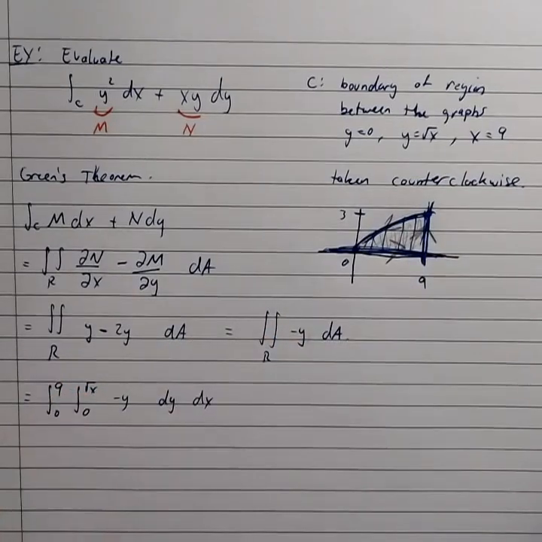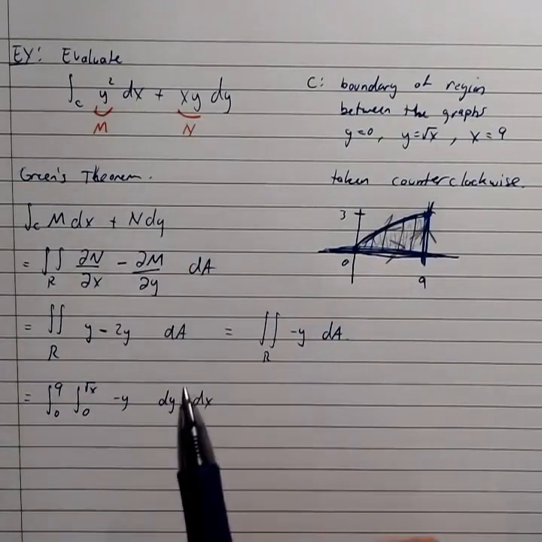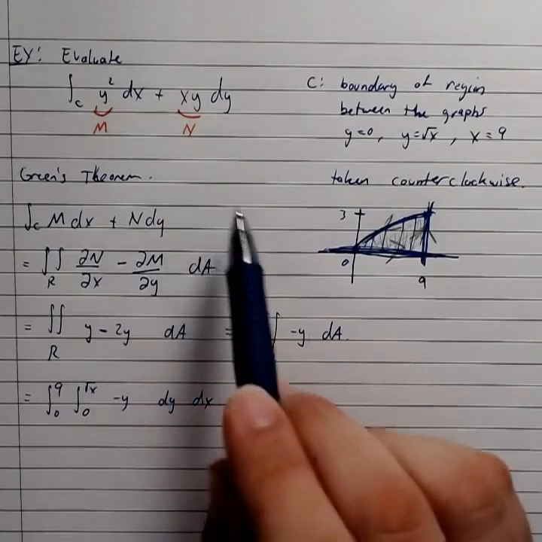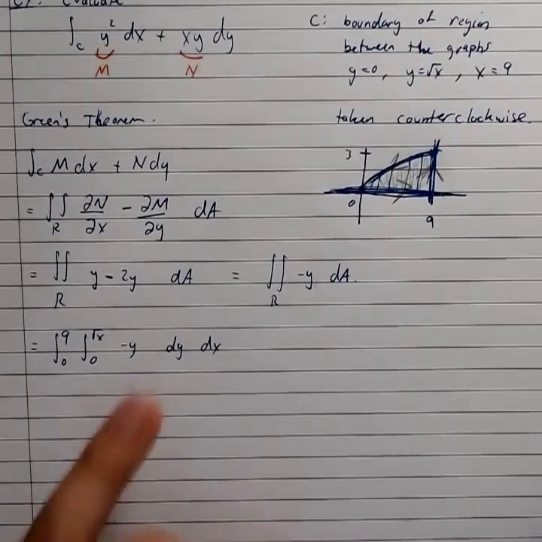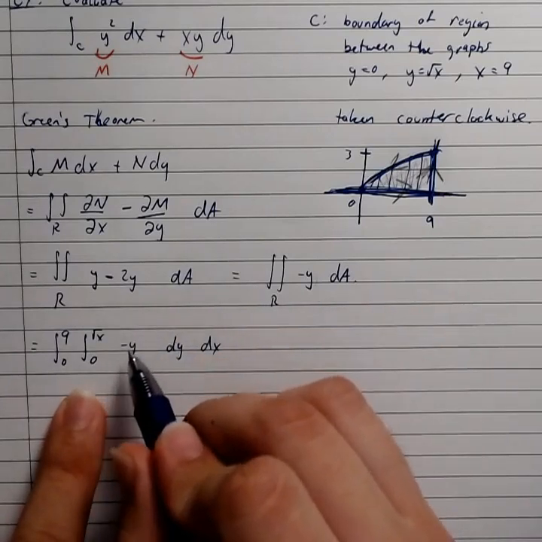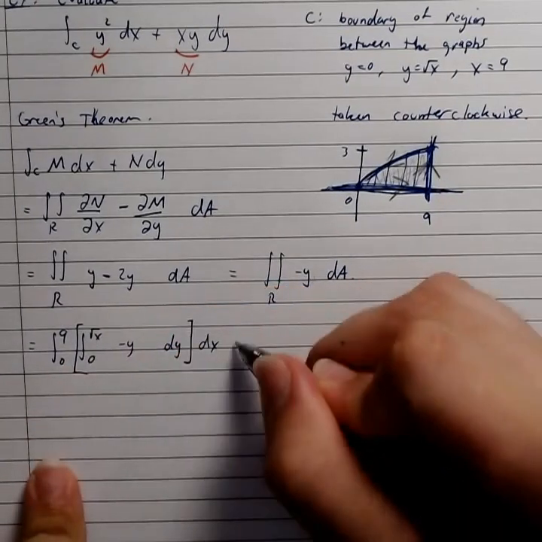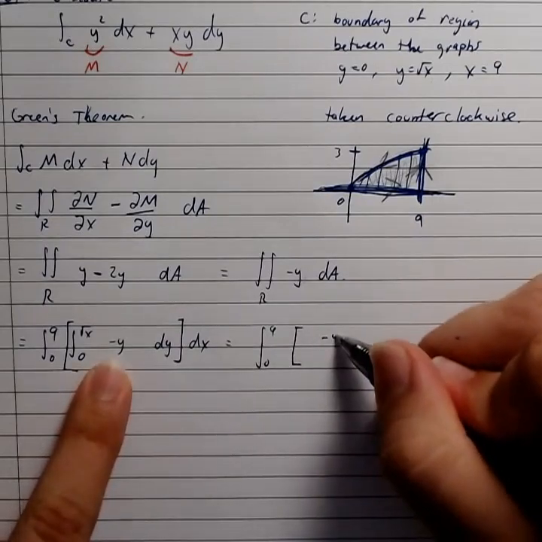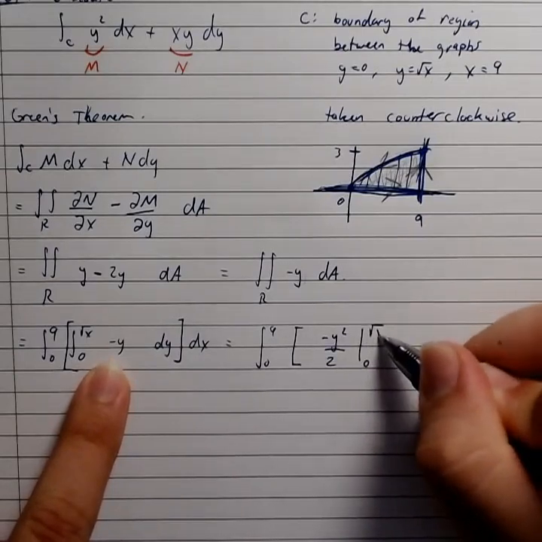And that is a nice, simple integral. Notice we never had to parameterize those. We never had to do any substitutions. We never had to worry about F dot dr or anything like that. This is expressible as a nice, simple double integral. If we integrate with respect to y, that's going to be minus y squared over 2. So let's just do that part first. That's going to be the integral from 0 to 9 of minus y squared over 2, evaluated from 0 up to the square root of x.